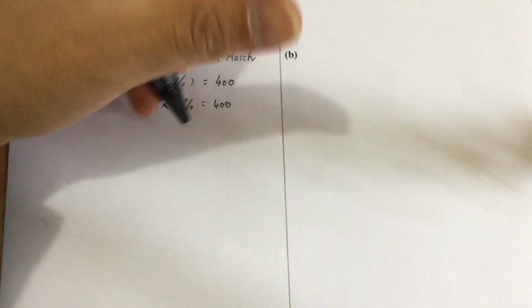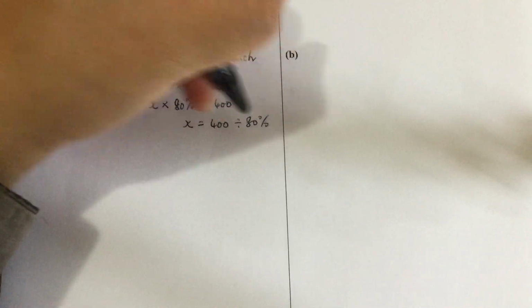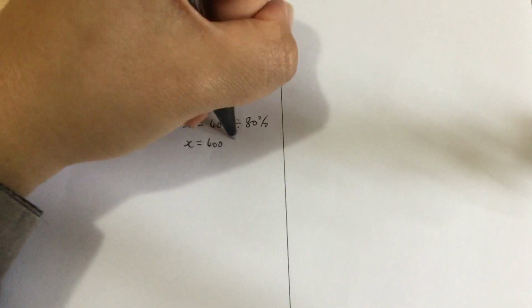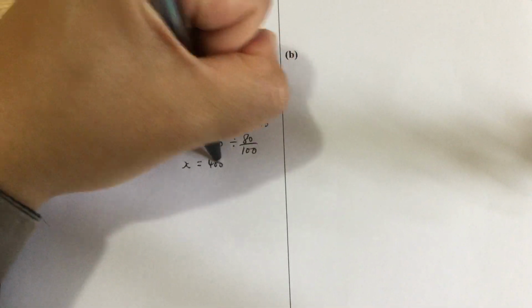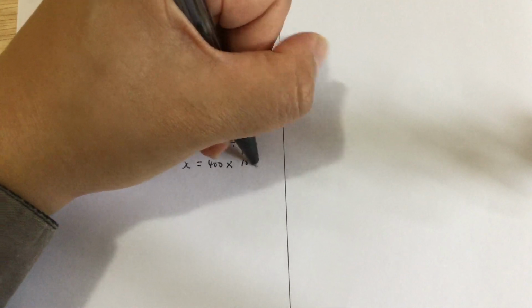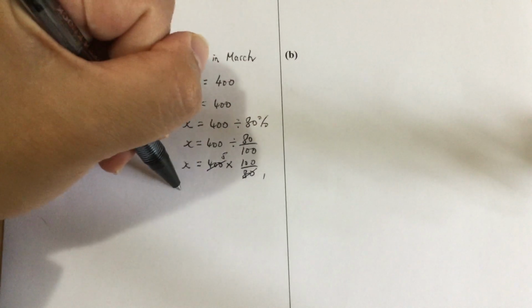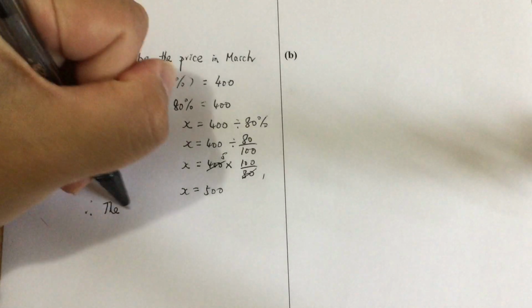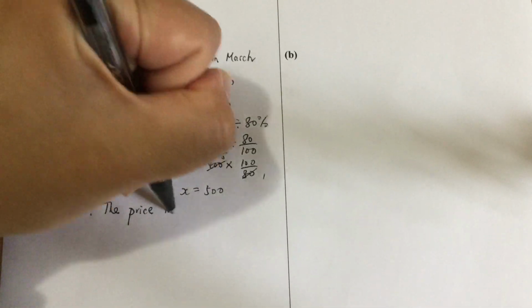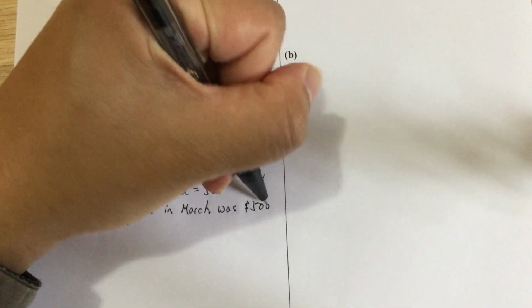And then you will see X is equal to 400 divided by 80%. And X equals 400 divided by 80 over 100. And then X is equal to 400 times 100 over 80. And then you will have cancellation. This is 5, this is 1. So X equals 500. So the price in March was $500.